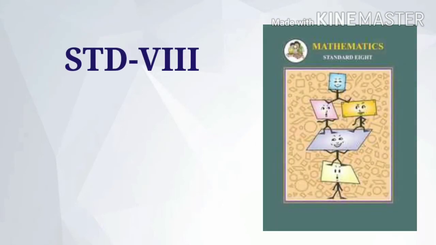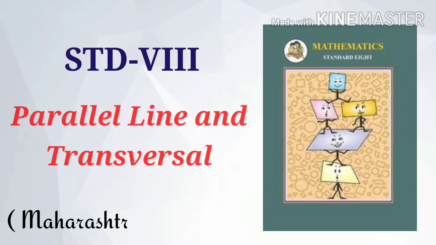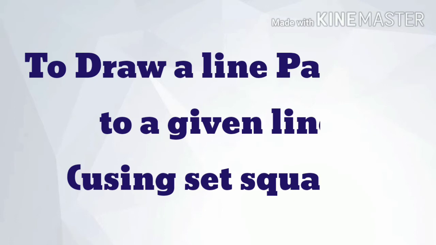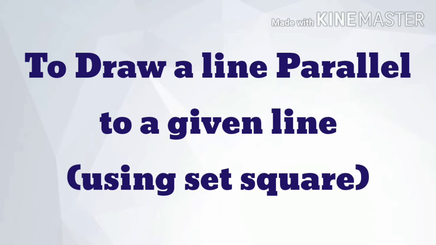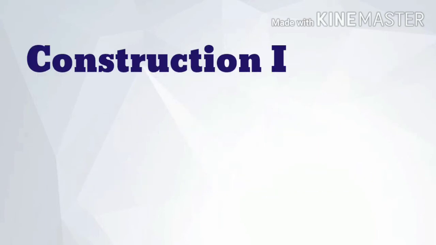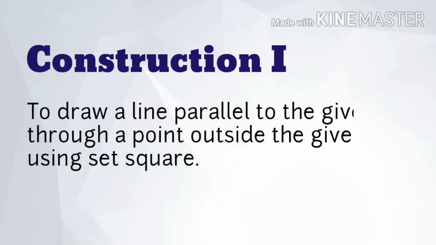Today we are going to see the second chapter, parallel lines and transversal. In this video, we will learn to draw a parallel line to a given line. Now see construction 1. To draw a parallel line to the given line through a point outside the given line using set square. So, let us take a question.